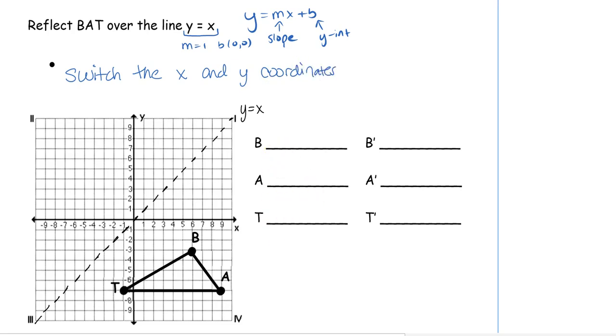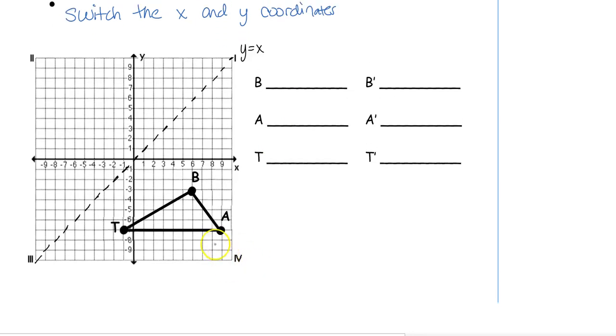So when we look at the original here, we have our triangle BAT. The coordinates of B, remember coordinates are always going to be x comma y, so your movement is right, then up or down. So B is at 6, negative 3. A is at 9, negative 7. And T is at negative 1, negative 7. So to find our image, where we're going to end up, we are going to switch those x and y coordinates. So now we've got negative 3, positive 6, negative 7, positive 9, and negative 7, negative 1.